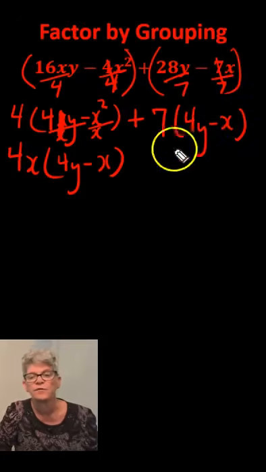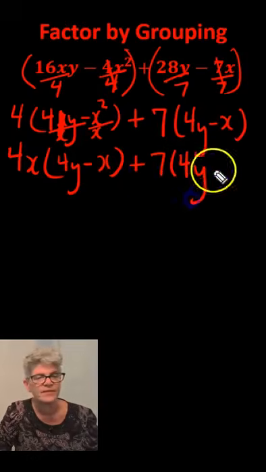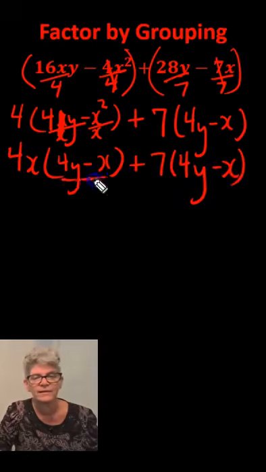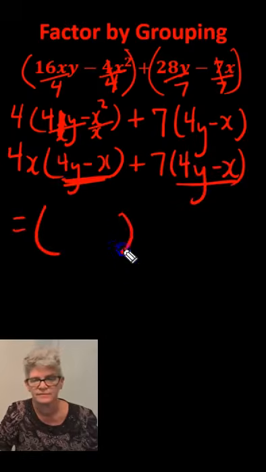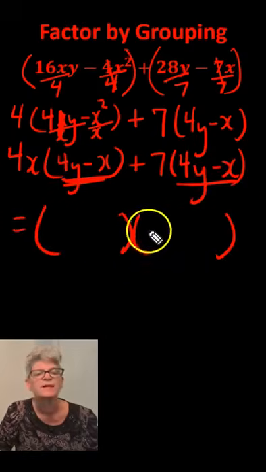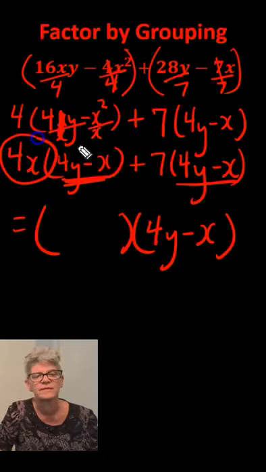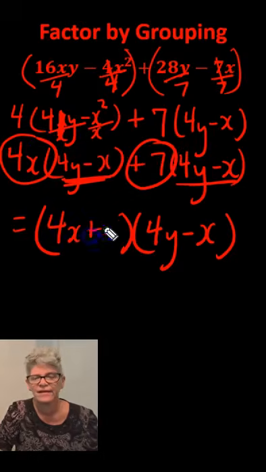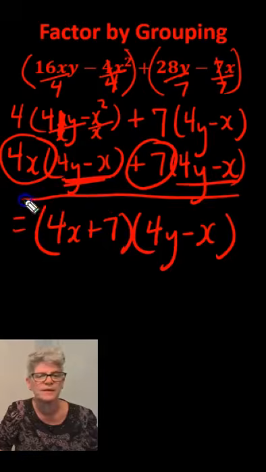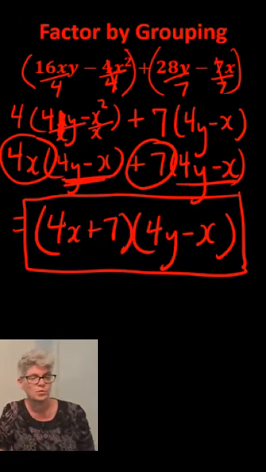Now there's nothing further that I can do with that one, so I'm just going to repeat it. So I've got everything on the same line, and now I look at these two, and they have that in common. And so that's what my second term's going to be. And then what goes in this first set of parentheses? What I've circled there. And so this is going to be my answer. And I have factored that by grouping.